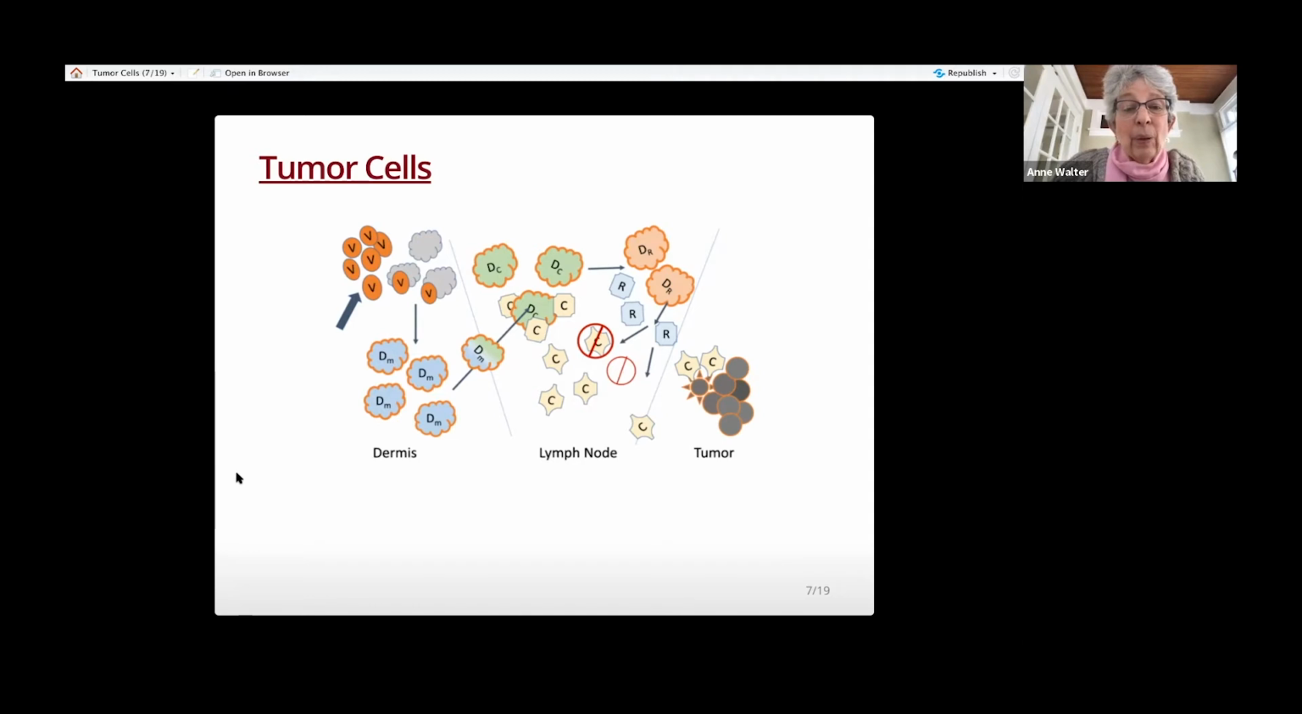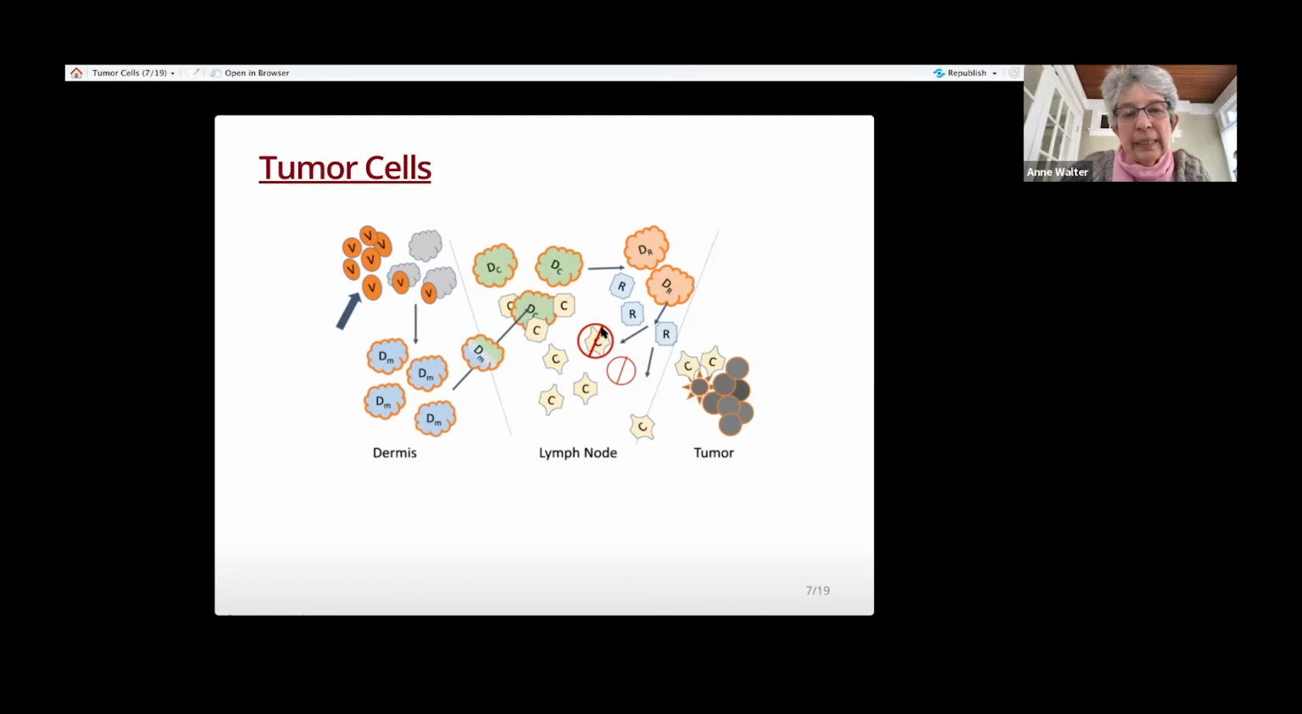But in the lymph node there are a lot of things going on, and this is just a few of them. The dendritic cells wear out. They get tired for a variety of reasons, and they turn into regulatory cells and then into Tregs, which are the blue ones. Those Tregs will ultimately inhibit the cytotoxic cells, the ones that are going to kill the tumor. So we have a lot of things going on.